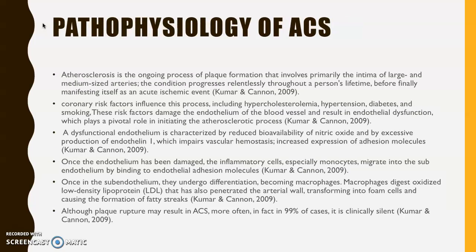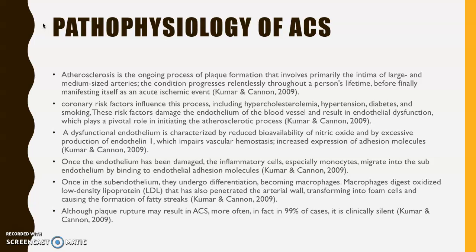So the pathophysiology of acute coronary syndrome begins with atherosclerosis. This is the ongoing process of plaque formation that involves primarily the intima of large and medium-sized arteries. The condition progresses relentlessly throughout a person's lifetime before finally manifesting itself as an acute ischemic event. Coronary risk factors influence this process, and this includes high cholesterol, hypertension, diabetes, and smoking. These factors can damage the endothelium of the blood vessel, which results in endothelial dysfunction, which plays a pivotal role in initiating the atherosclerotic process.